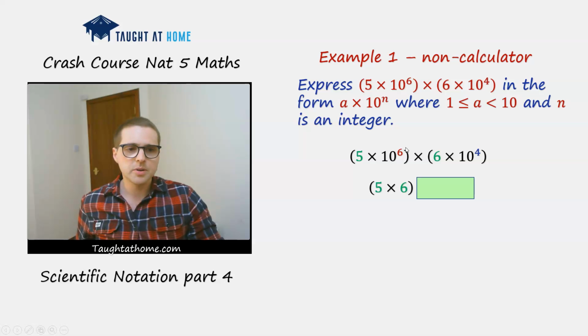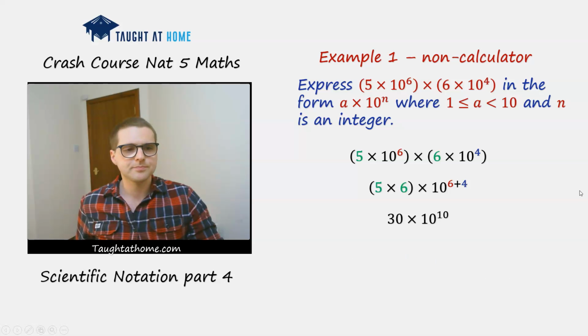Now this is the first law of indices, because we've got 10 to the power of 6 times 10 to the power of 4. So we're going to add the indices up, and that comes to 30 times 10 to the power of 10. One more step, we still need to get the decimal point, which is at the end of this 0 here, and we need it between the 3 and the 0, because we need the A part to be less than 10. So we're going to divide this by 10, so therefore we have to increase the index here by 1. That'll be 3 times 10 to the 11.